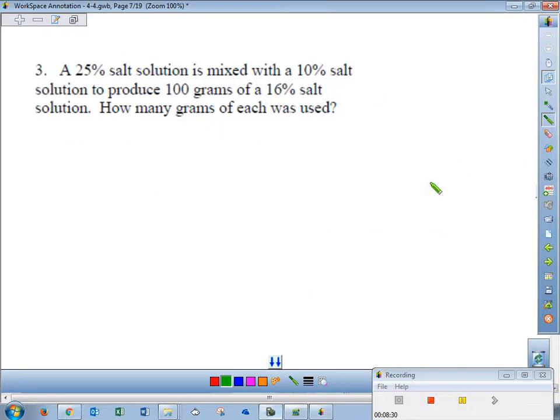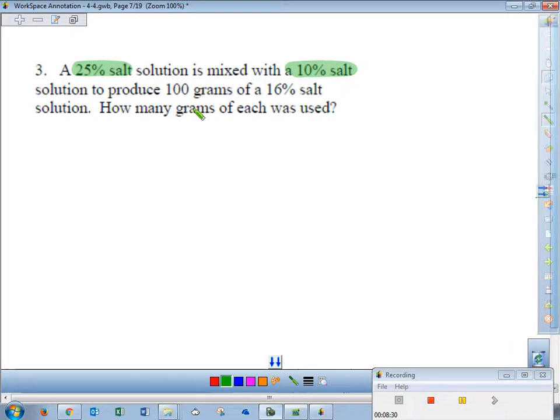All right, let's keep on rolling on. A 25% salt solution is mixed with a 10% salt solution to produce 100 grams of a 16% salt solution. So they totally mixed these two together. Like these two got mixed, and this is the percent they got back. How many grams of each was used?